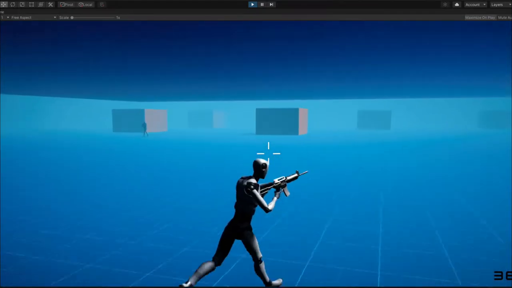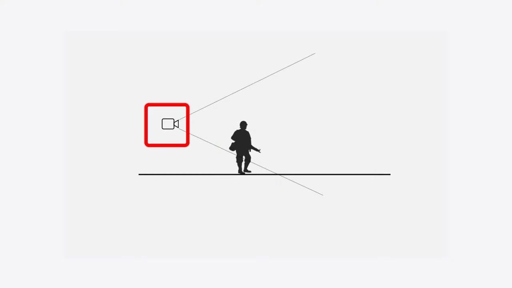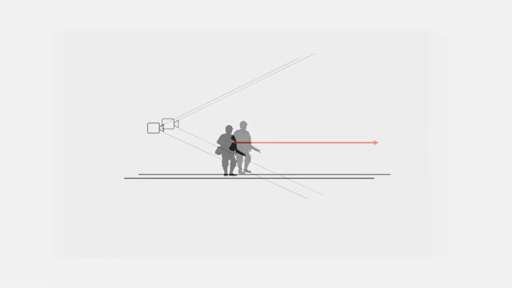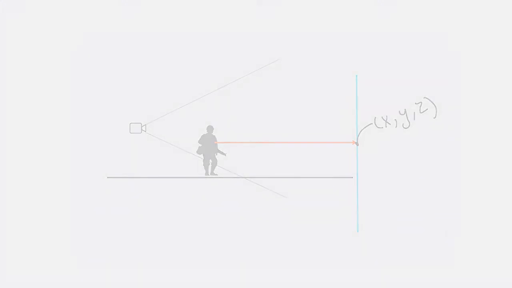For this, we're going to use raycast. For example, this guy is our player and this thing is a camera. What we're going to do is cast a ray from his chest or spine in the direction of the camera. Now when the ray hits any point in 3D space, we get the position of that point. Now let's see this in action.